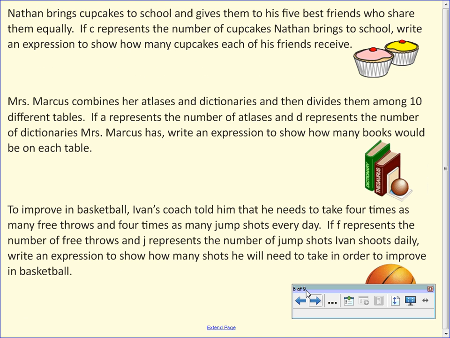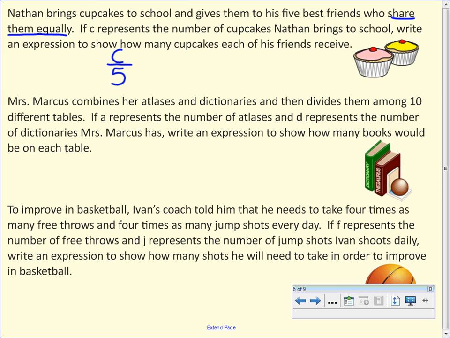Nathan brings cupcakes to school and gives them to his 5 best friends who share them equally. If C represents the number of cupcakes Nathan brings to school, write an expression to show how many cupcakes each of his friends receive. So we have cupcakes, and we have to share them with the 5 friends. How would we write that? Beautiful. C divided by 5. We write that as a fraction, because with expressions in algebra, it's easier to show division as a fraction.